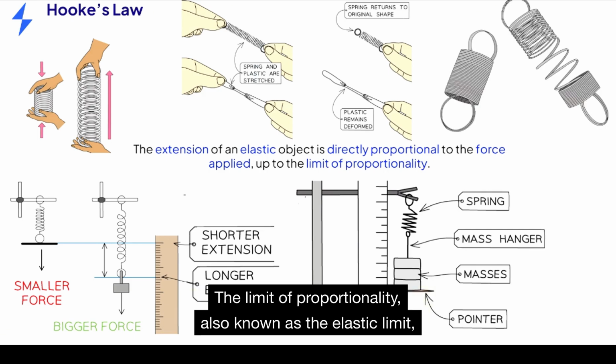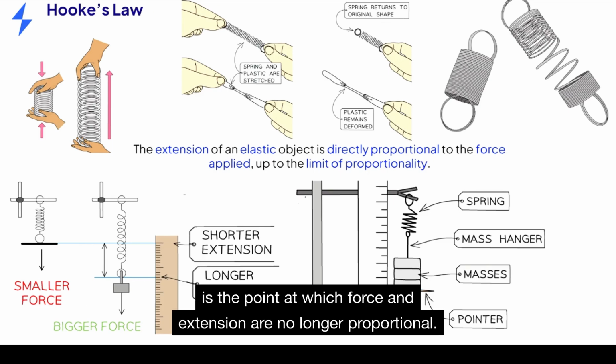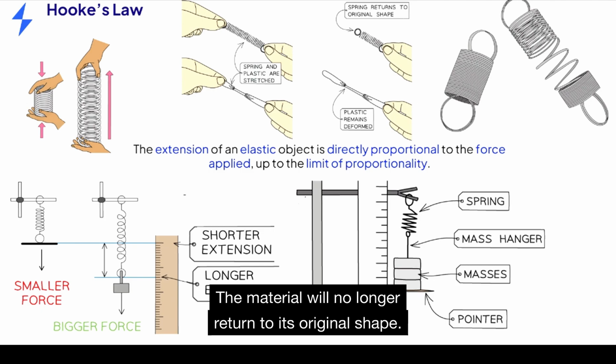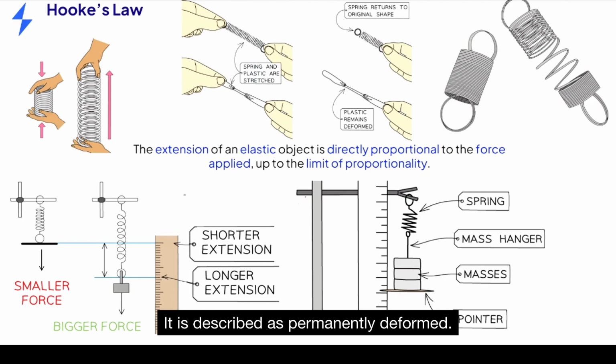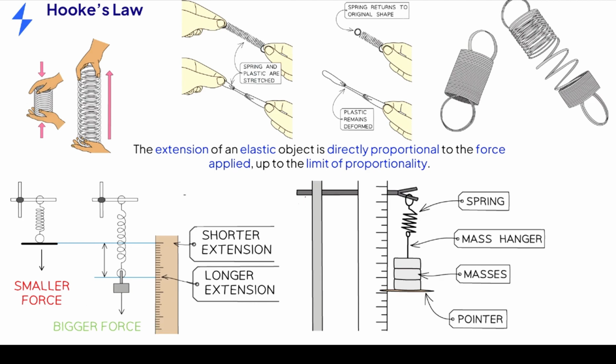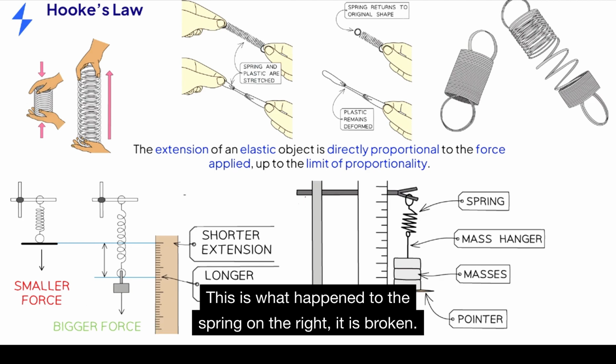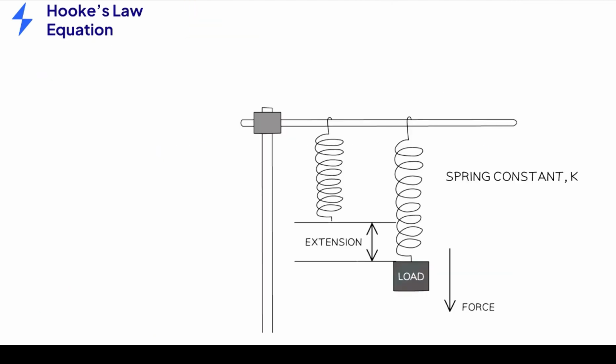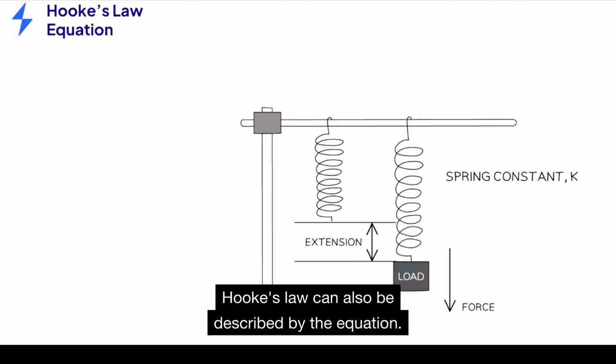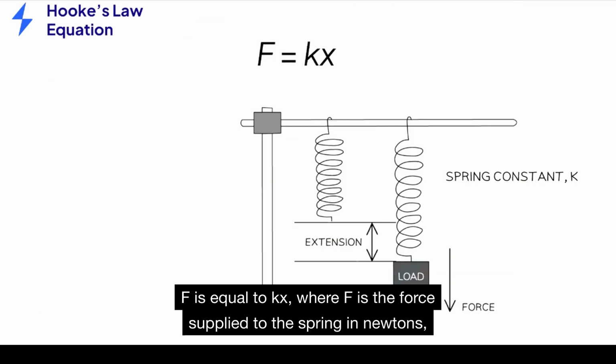The limit of proportionality, also known as the elastic limit, is the point at which force and extension are no longer proportional. The material will no longer return to its original shape. It is described as permanently deformed. This is what happened to the spring on the right. It is broken.